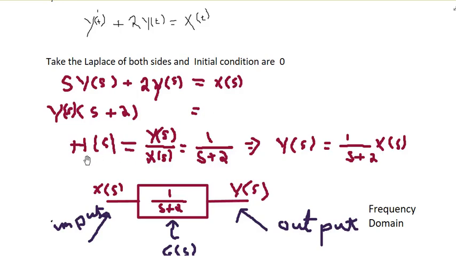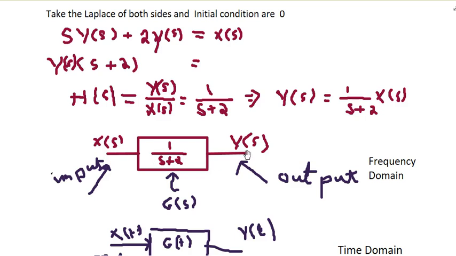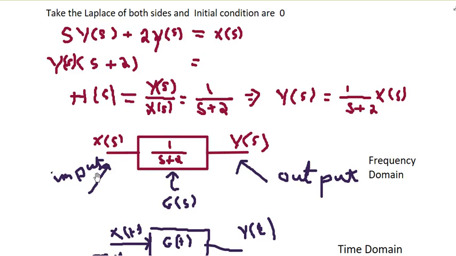Then H(s), which is the transfer function, equal Y(s) over X(s) equal 1 over s plus 2. So the transfer function is, this is the output of the system response, this is the input here, the output is the ratio of Y(s) over X(s), or the output over the input in the frequency domain.